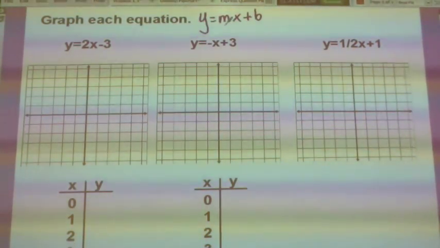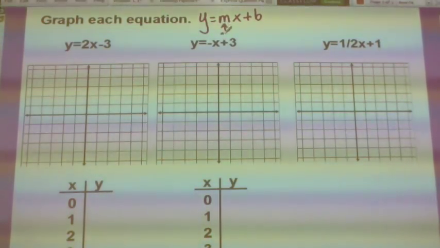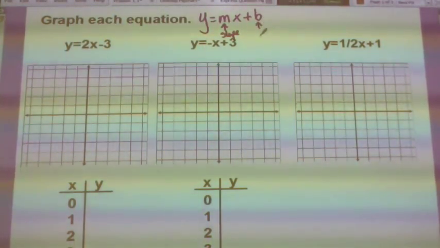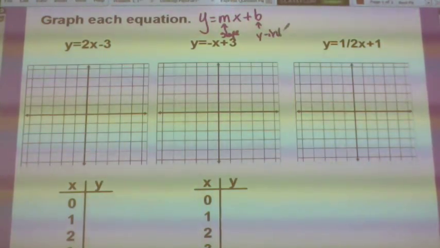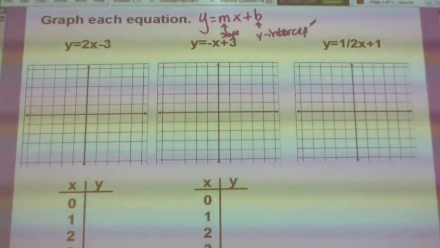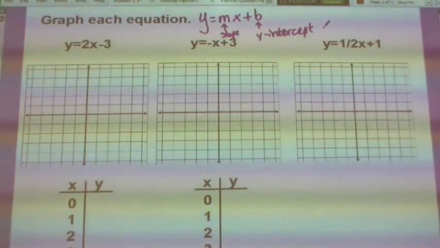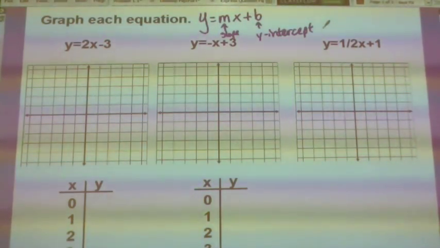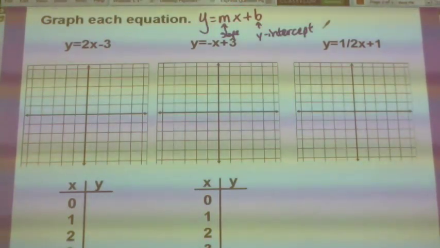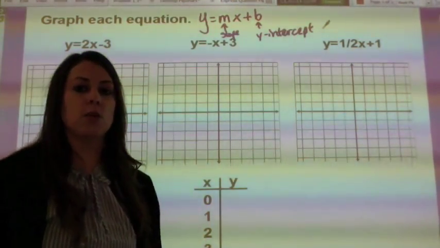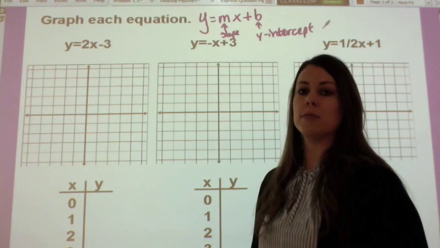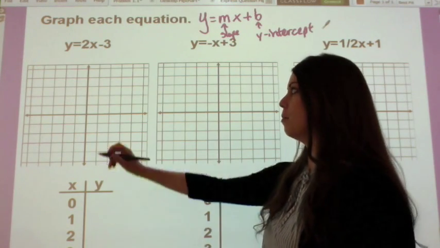The m is known as the slope, and the b is known as the y-intercept. The y-intercept is just wherever the line crosses the y-axis, and we know that the y-axis is the vertical line. So let's look at our first equation. Our first equation is y equals 2x minus 3. So where is the b?